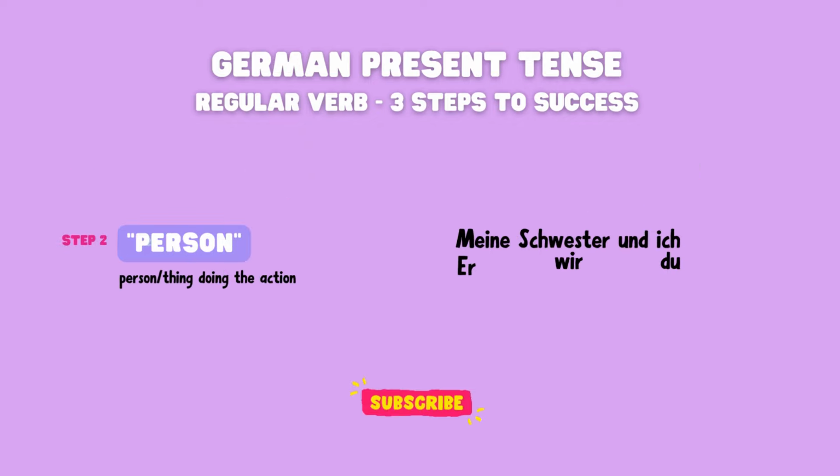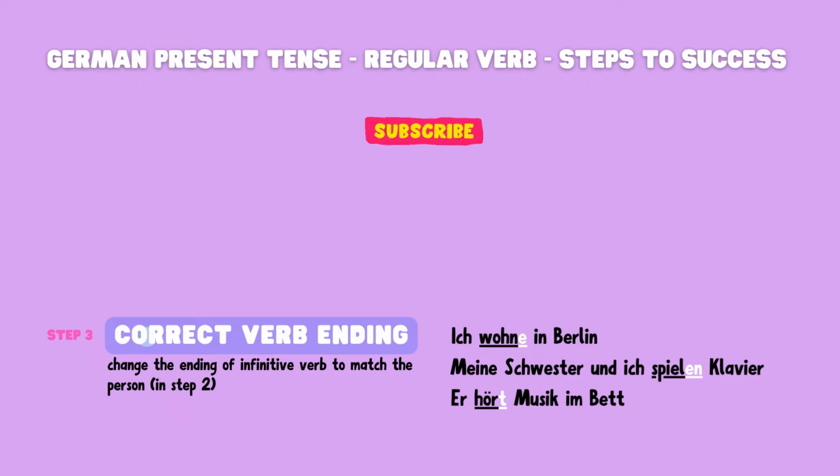Step 2 is knowing the word in German about who you're going to be speaking about, the person or the subject that's doing the activity, that's doing the action. And step 3 for regular verbs in the German present tense is conjugating the end of the verb. All that means is changing the ending of the infinitive, wohnen, spielen, hören, to match the person that you're speaking about. In English, we say I play, you play, but we say he plays. It's the same concept in German, but the endings are slightly different.